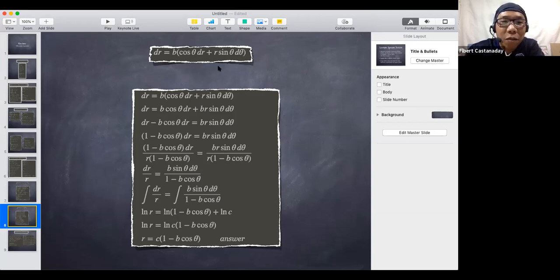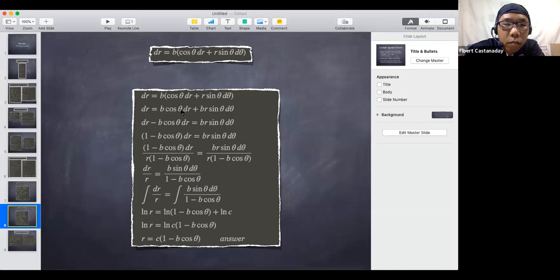So if I'm going to give you an equation involving constants that are letters, like A, B, C, or other letters, here is what we'll do. We can distribute B in each term since B is a constant, right? We want to separate the variables, so before that, it's okay to distribute B because B is a constant. So we have B cosine theta dr plus the second term, B times R sine theta d theta.